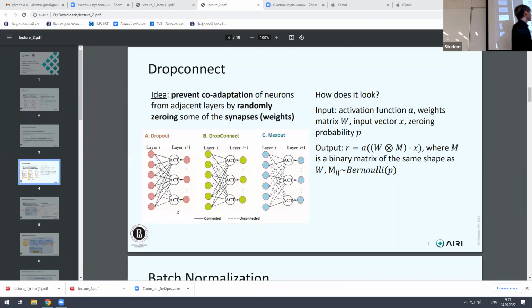There is, by the way, another method, Maxout. I encountered it only once in my practice. It says the following thing: each neuron from here goes from a neuron here, right?